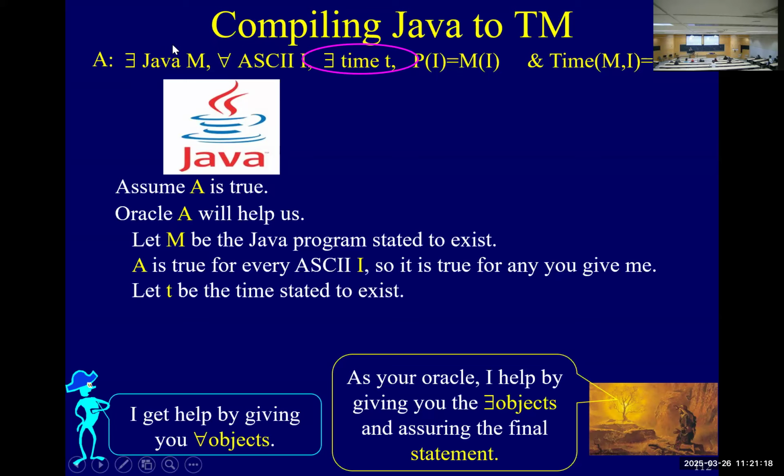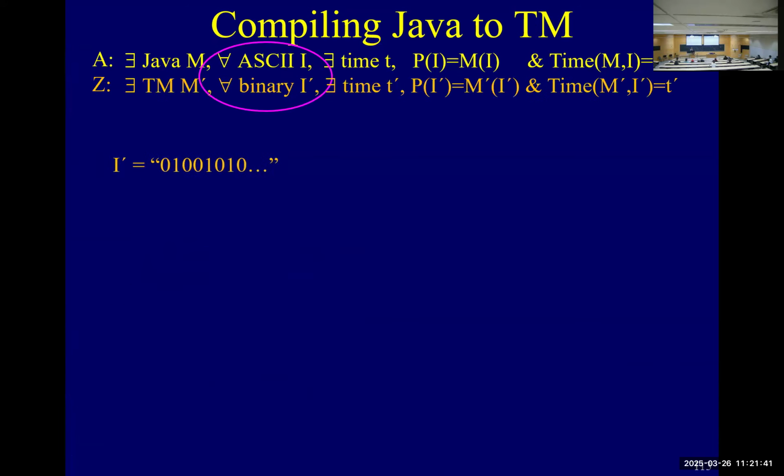What's this game? She assures us that P is computable by a Java program. She gives us a Java program. We give her an input. She gives us the running time. And yes, it solves the problem in the right amount of time. It's a very useful oracle. Everybody get her? What does this guy do?